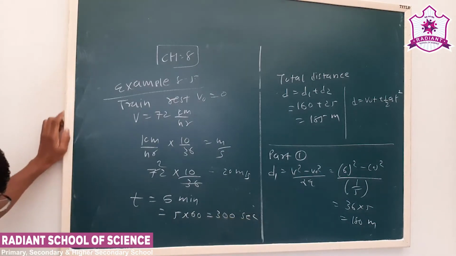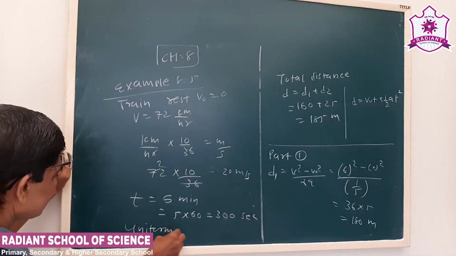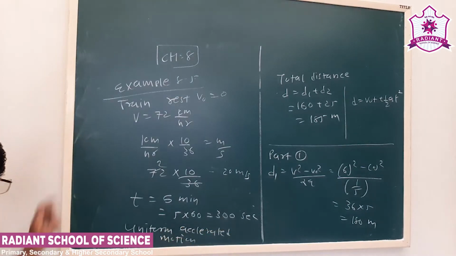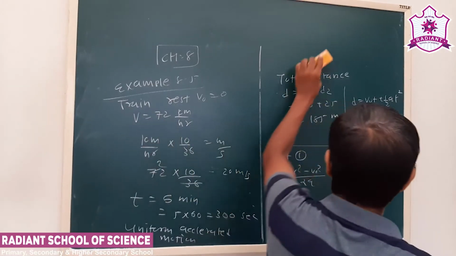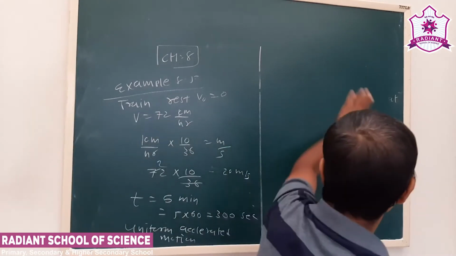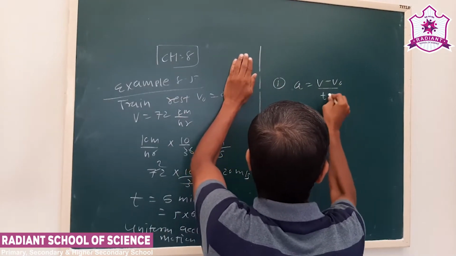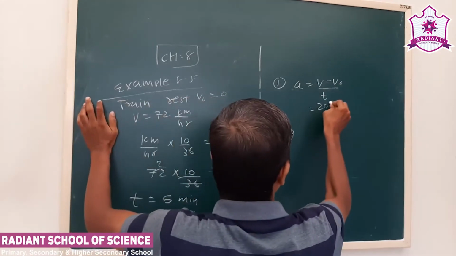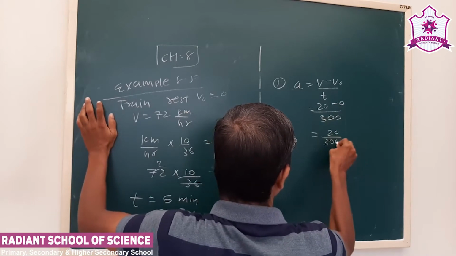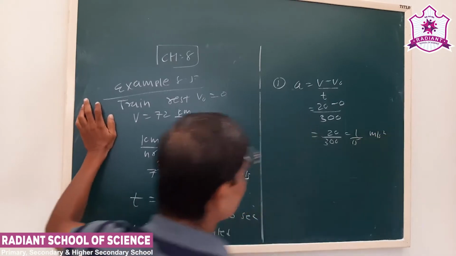Seconds, that is 300 seconds. Now what do we have to calculate? Here it is given that it is uniformly accelerated motion. So we have to calculate two things. One is the acceleration and second is the distance covered. What is the formula we have for acceleration? V minus V0 upon t. What is the velocity here? 20. Initial velocity is 0. Time is 300. This is our first answer.